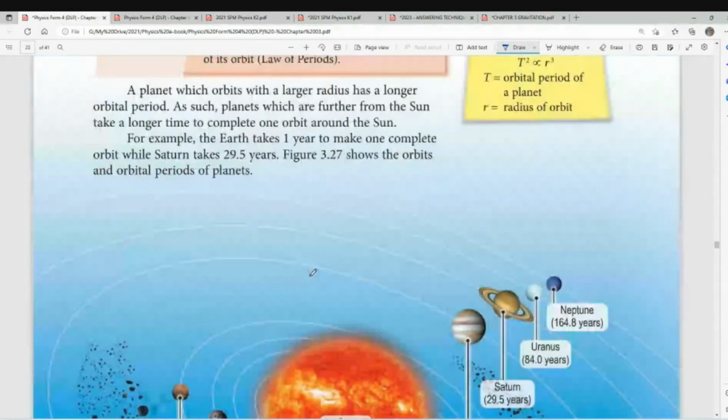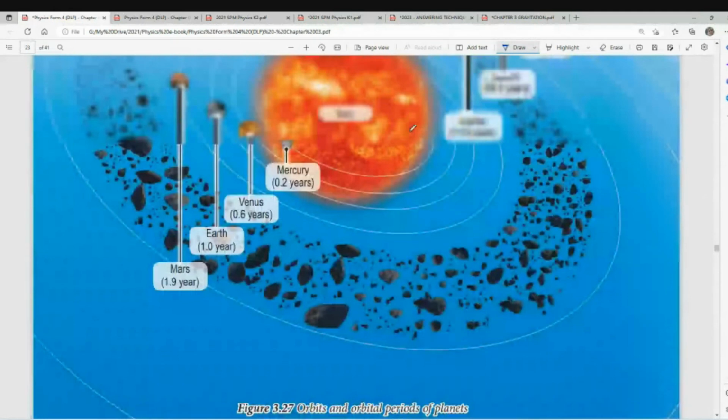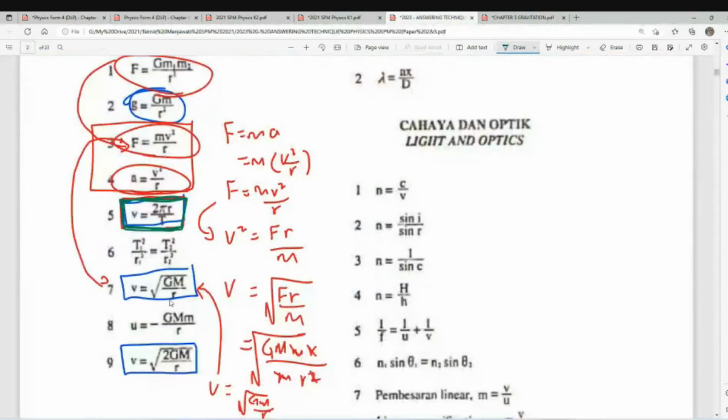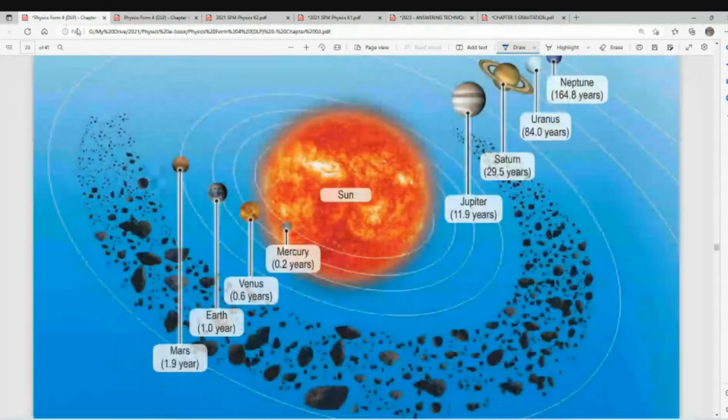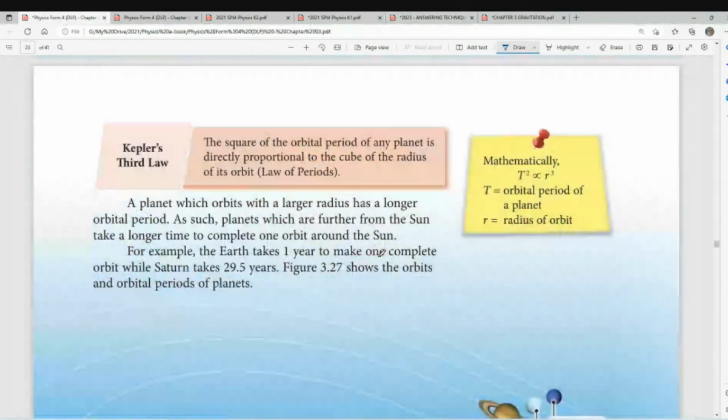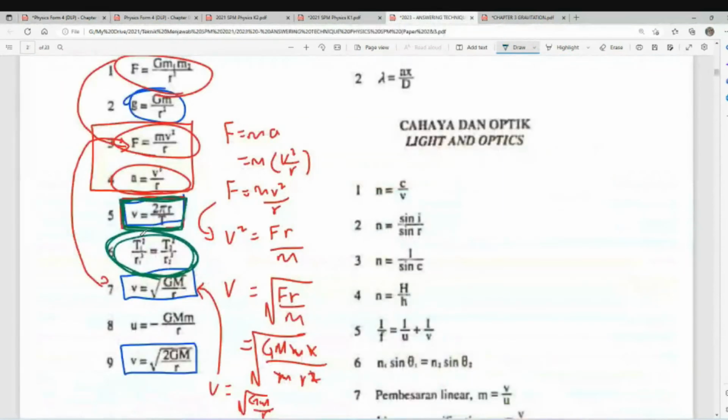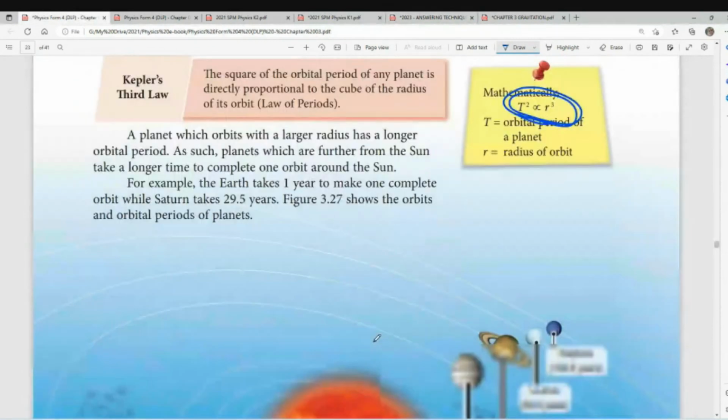And the formula. This is the one that we get from Kepler's law: T square and R cube are directly proportional. When we compare two different cases, we get this relationship: T1 square over R1 cube equals T2 square over R2 cube. It's directly proportional based on Kepler's law, the law of periods.